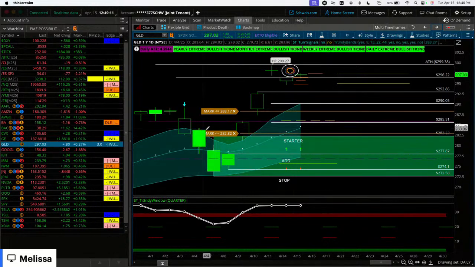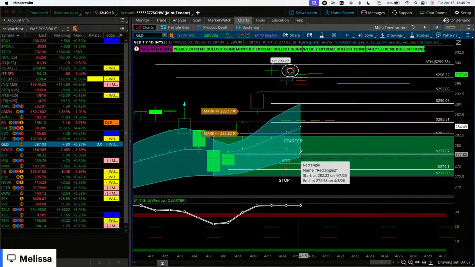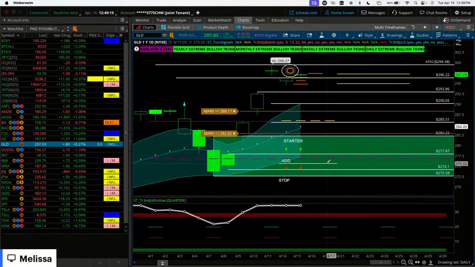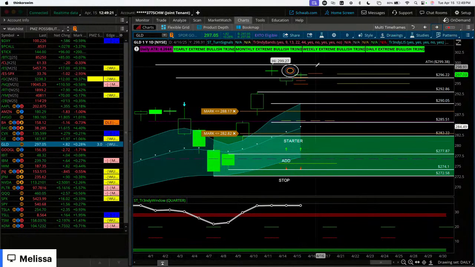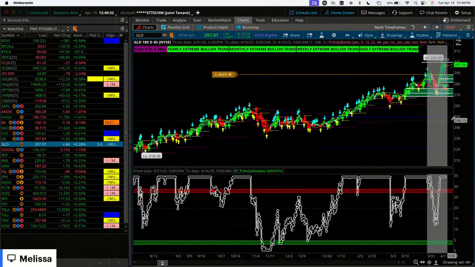In the event we get a pullback, I would know to go and look at my daily chart and start a new swing trade in gold. Again, targeting this area between where price is at and the all-time high 299.38.